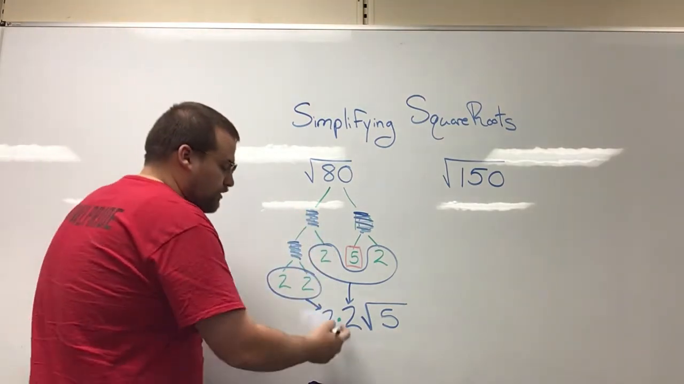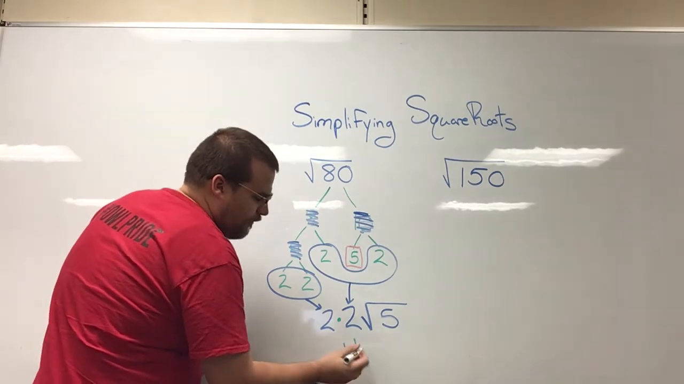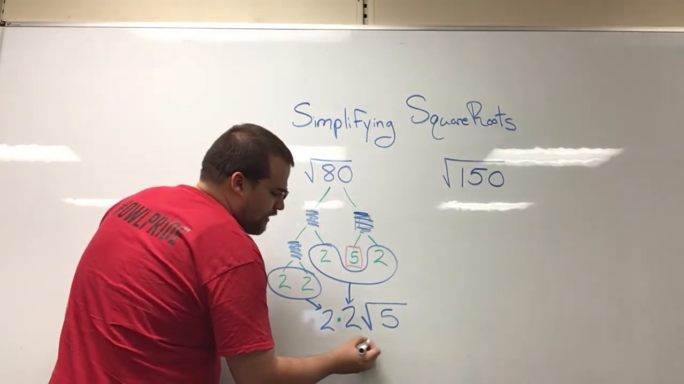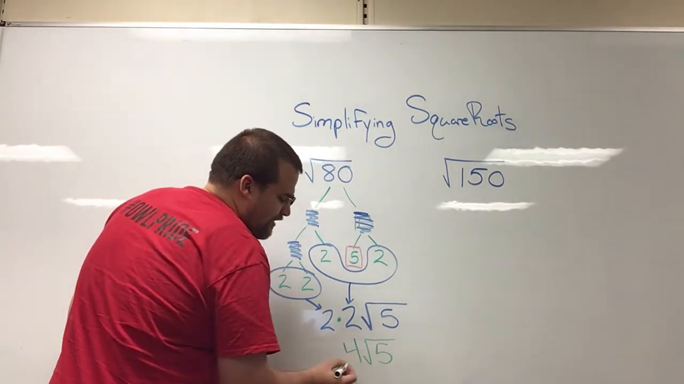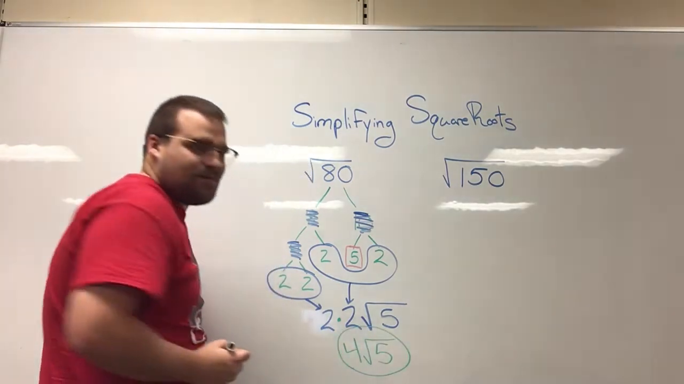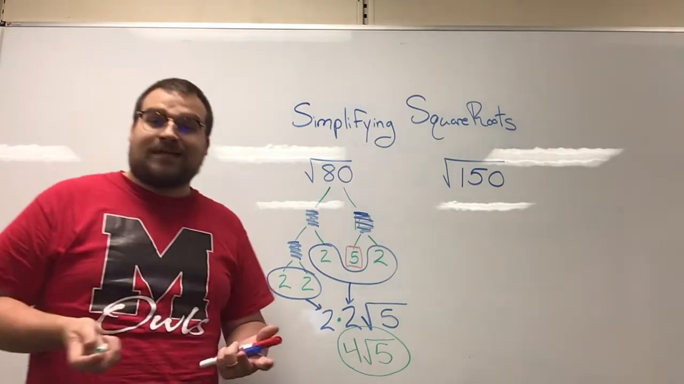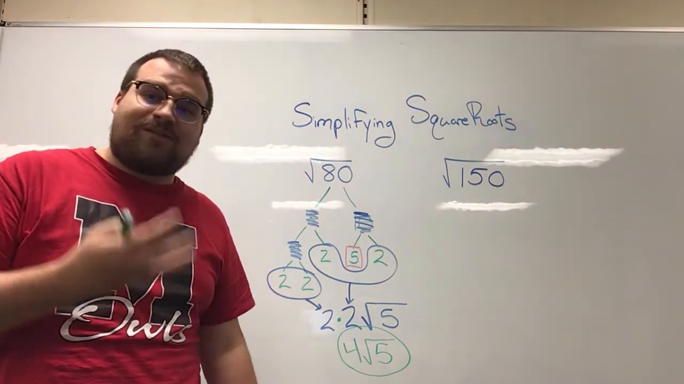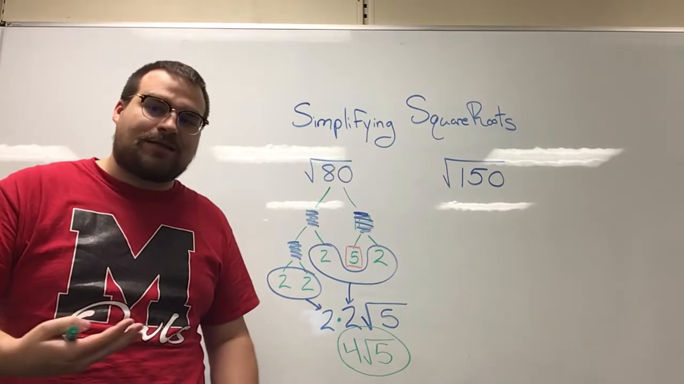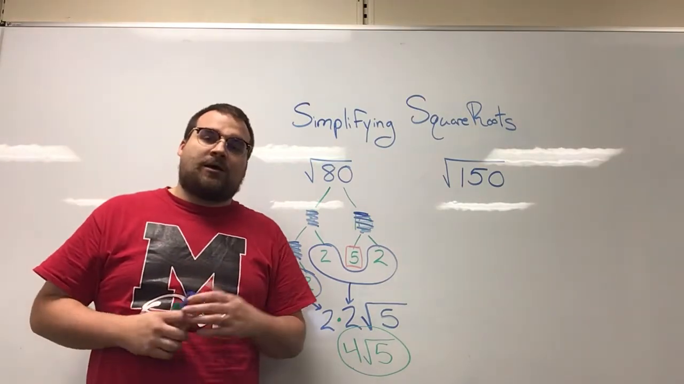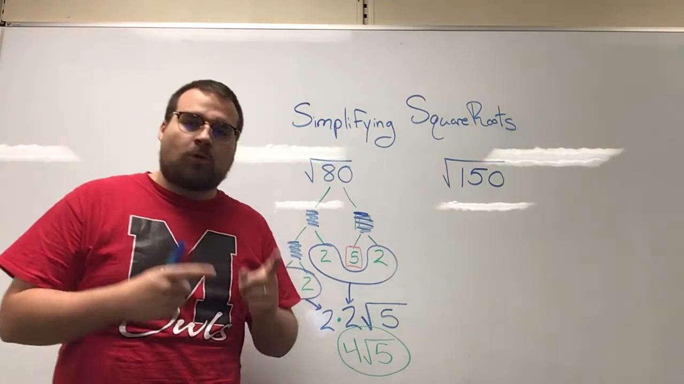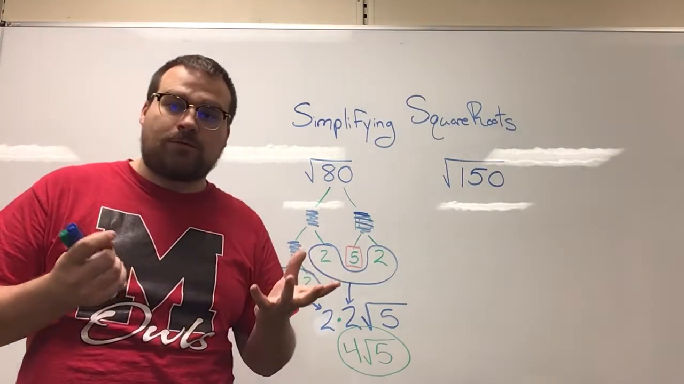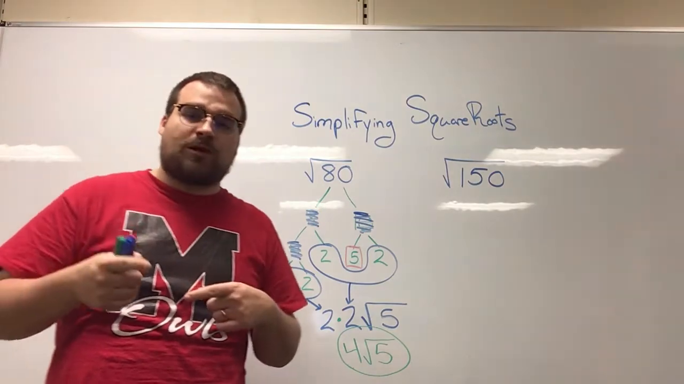So 2 times 2 gets us 4. And then the square root of 5 stays the same. And this is our fully simplified answer. A lot of people will say it 4 to the square root of 5. I tend to say it that way as well. But what it actually means is 4 times the square root of 5. Like a whole number 4 that is multiplying a square root.